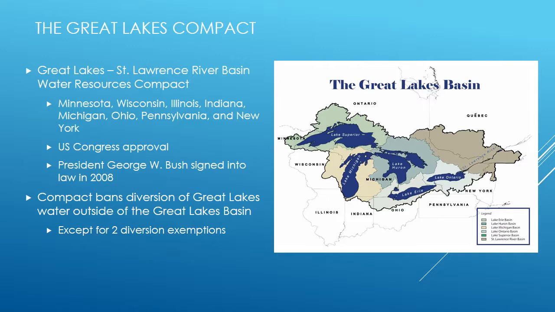The Great Lakes St. Lawrence River Basin Water Resource Compact, or the Great Lakes Compact, is a compact between Minnesota, Wisconsin, Illinois, Indiana, Michigan, Ohio, Pennsylvania, and New York, and was signed by U.S. Congress and President George W. Bush in 2008. The compact bans diversion of Great Lakes water outside of the Great Lakes Basin, except for 2 diversion exemptions. And the picture on the right highlights the land area that is the Great Lakes Basin.